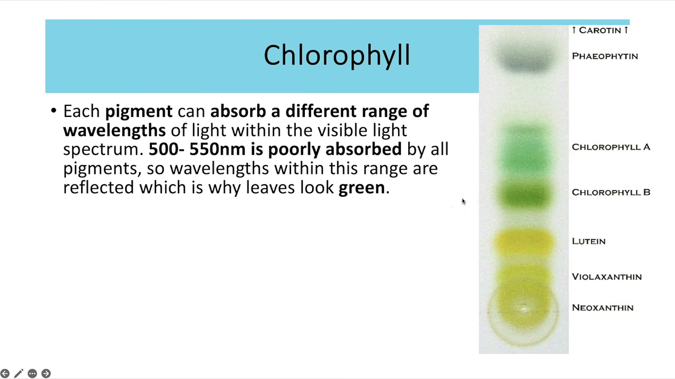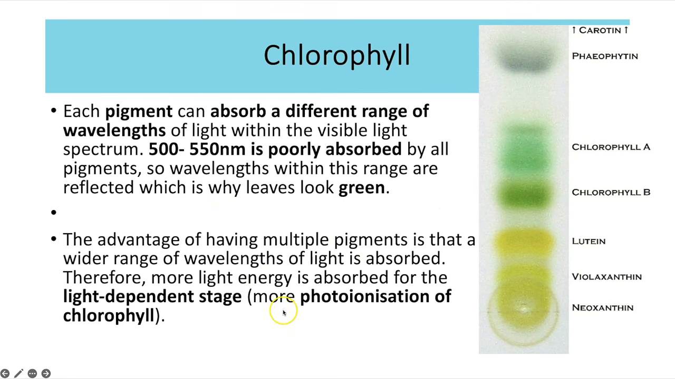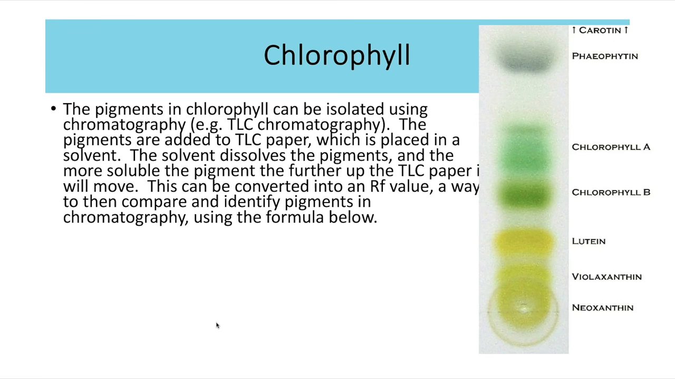So back to looking at chlorophyll then. As I said, each pigment can absorb a different range of wavelengths of light within the visible light spectrum, but 500 to 550 nanometers is poorly absorbed by all pigments. So wavelengths within this range are reflected, and that's why leaves look green. The advantage we've already talked about, but it's now starting to link more specifically to the light-dependent stage of photoionization and photolysis.